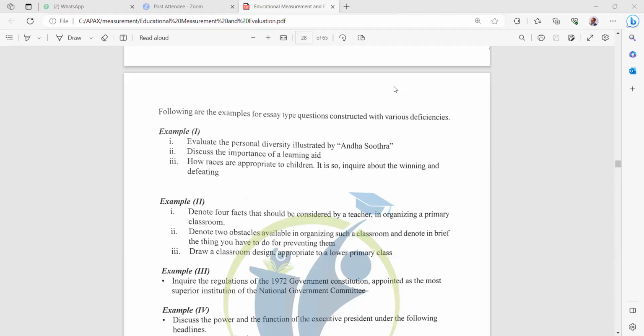Functions of mirror bonds. Good. Right, yes. They are good questions.